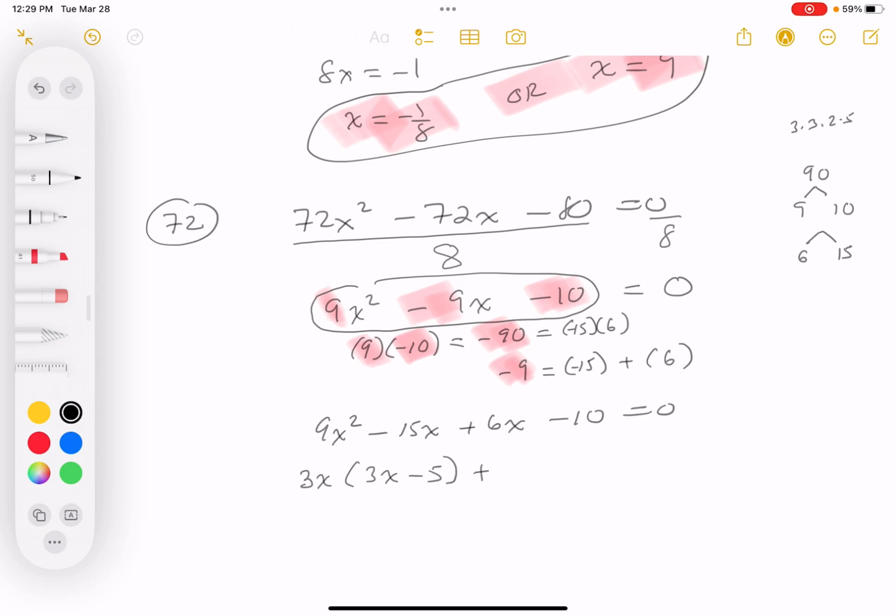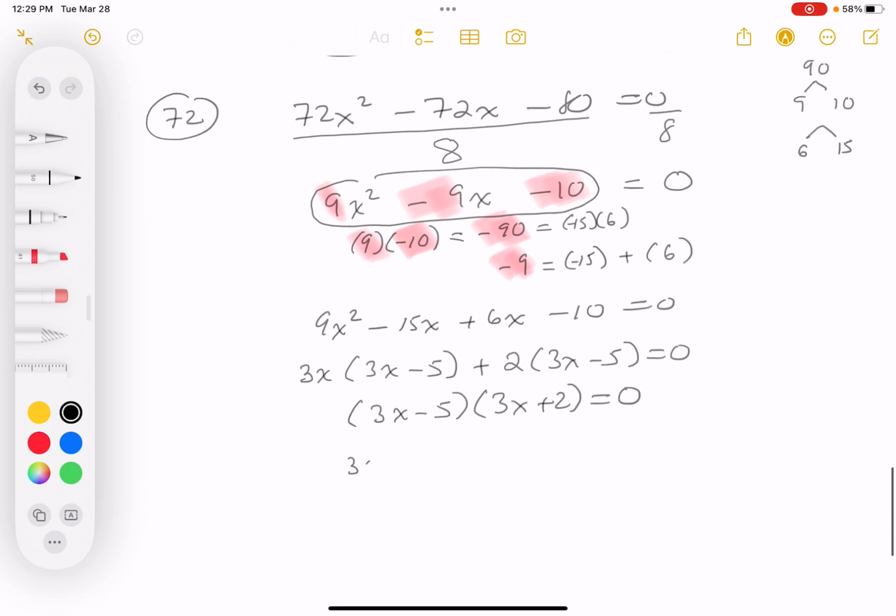Over here, what do you notice? 2. You get 3x minus 5, and this is equal to 0. Let's factor it. What comes out? 3x minus 5. It's a common factor. And you get 3x plus 2 equals 0. What is my answer over here? Well, it's going to be when 3x minus 5 is equal to 0, or when 3x plus 2 is equal to 0. This means 3x equals 5, which means x is equal to 5/3. Or, again, this is going to be 3x equals minus 2, or x equals minus 2/3.